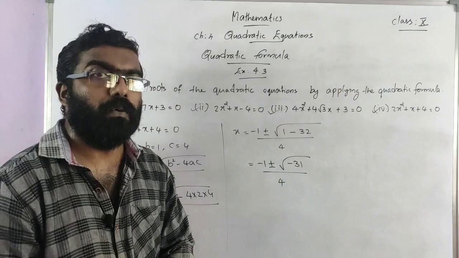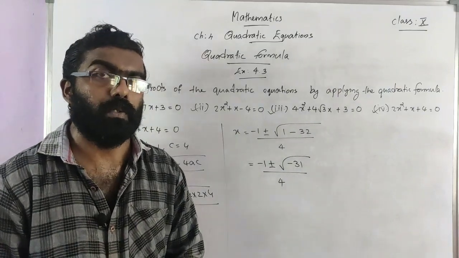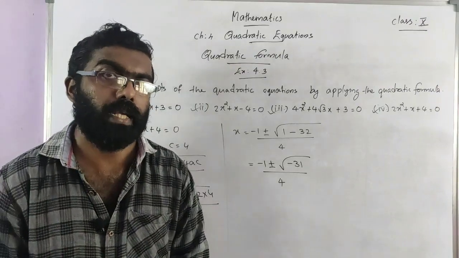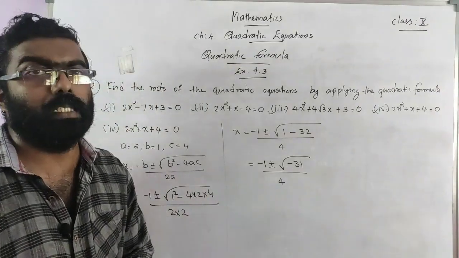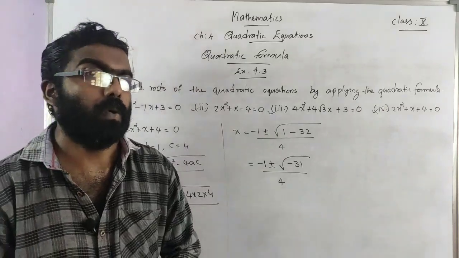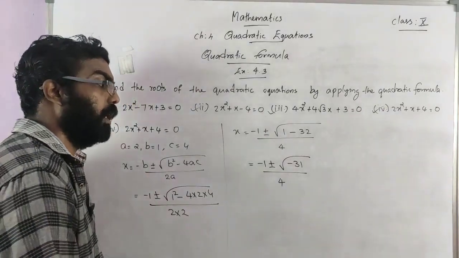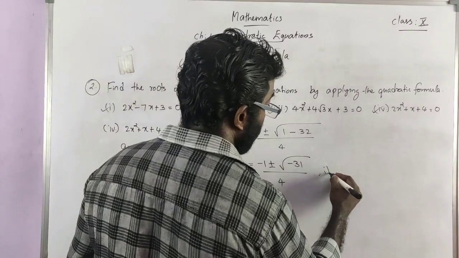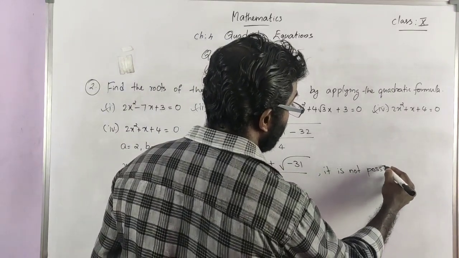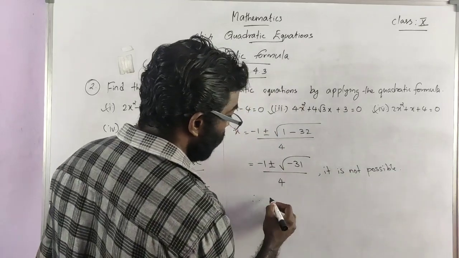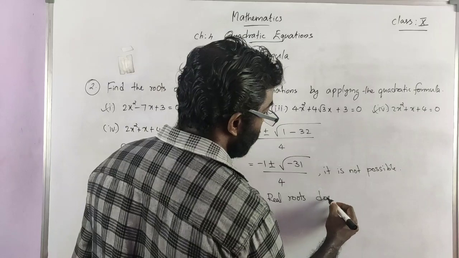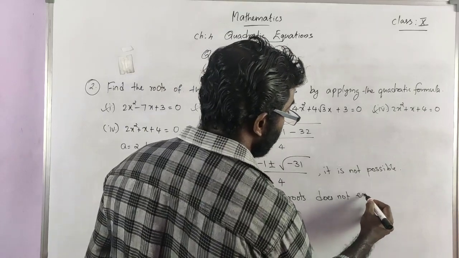Here it is square root of minus 31 and it is not possible. We know that no negative number can be the square of any real number. So the given situation is not possible. So what we can conclude is real root does not exist. Therefore real roots do not exist.